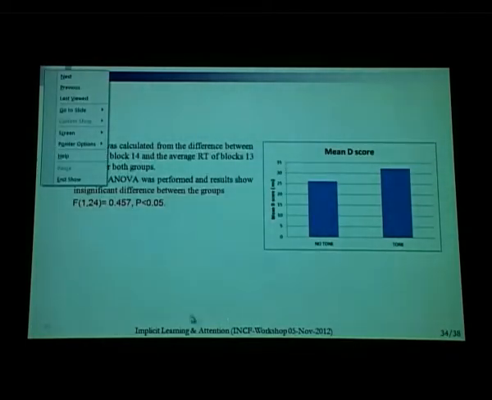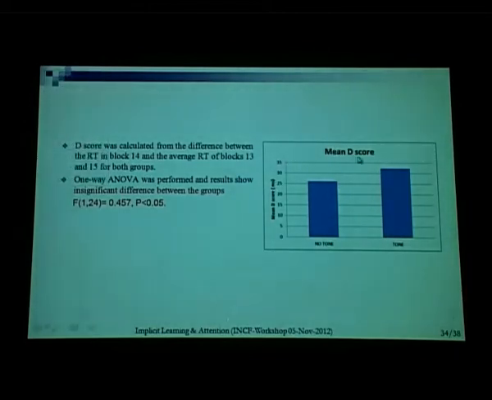And we also calculate what is called a D score, which is the difference in the reaction times between the test block and the average of the two blocks located pre and post the test block. And you see that although we see a slight difference, it's not statistically significant between the two groups. The difference is large between when they are doing a new sequence versus when they are exposed to the training sequence, indicating again there is knowledge that is acquired implicitly.